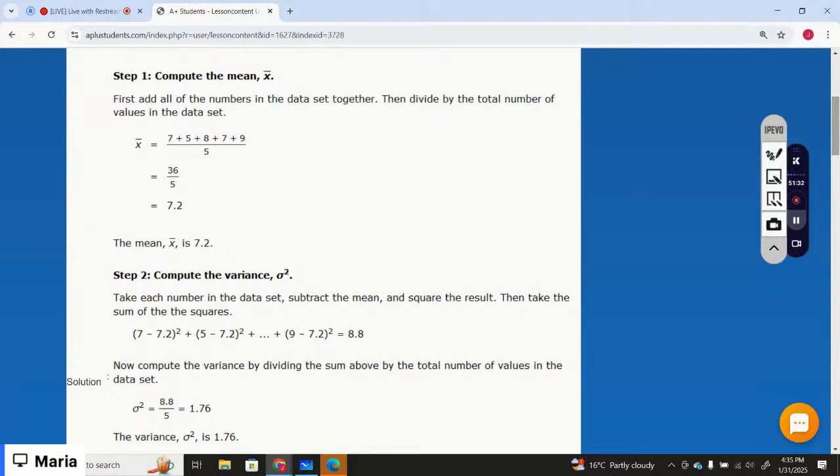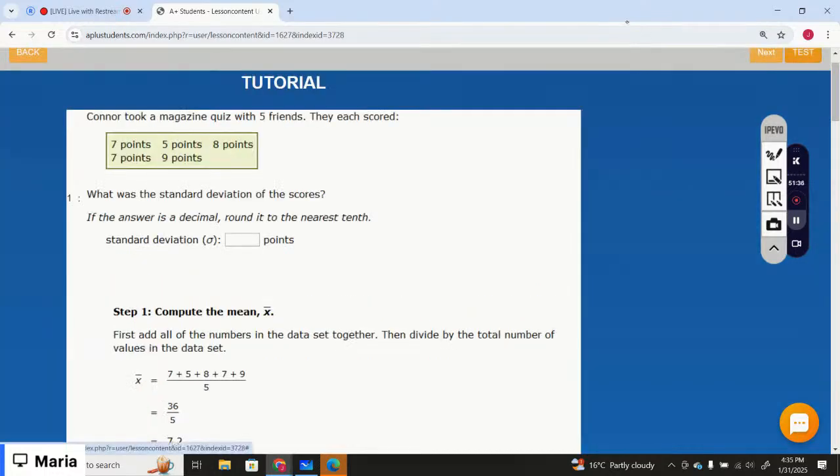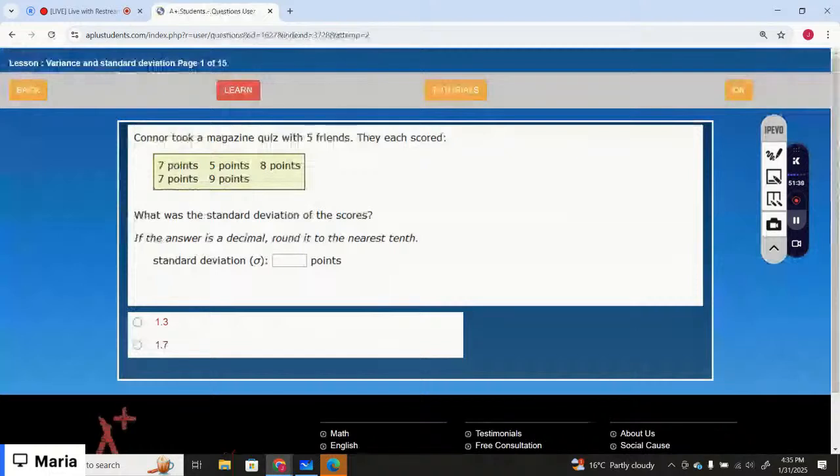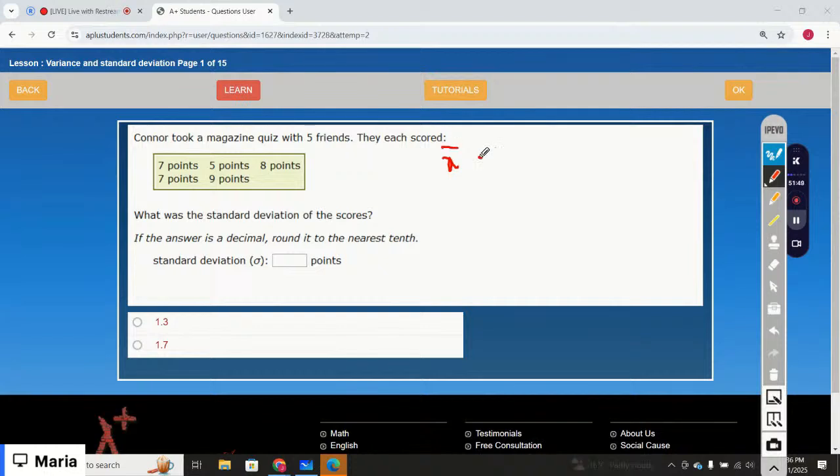So let's just start with the test questions. Let's just calculate the variance and standard deviation. That is the one we just did. We have to calculate the mean first. You need to add them all and divide by the given number of values, that is 1, 2, 3, 4, 5.